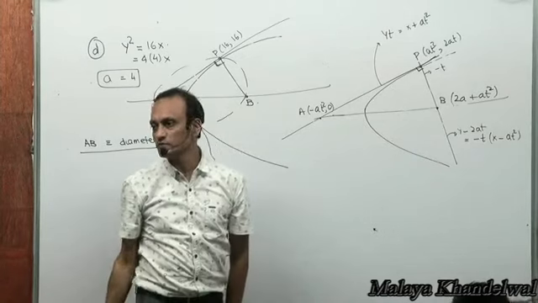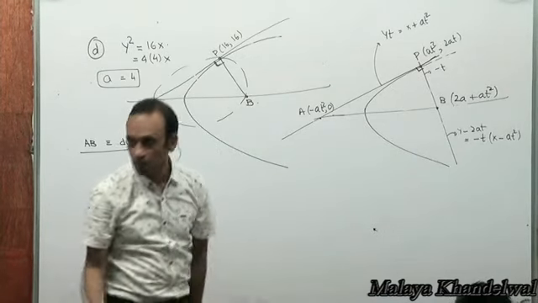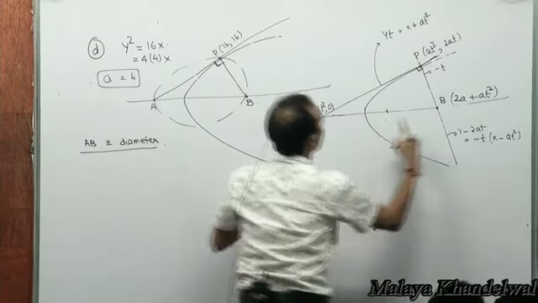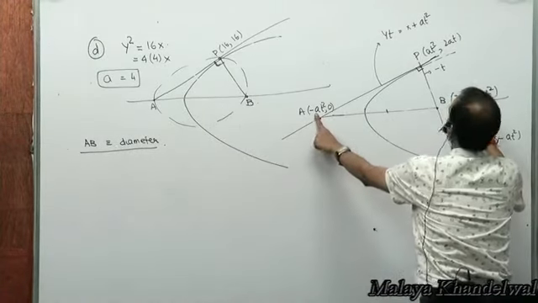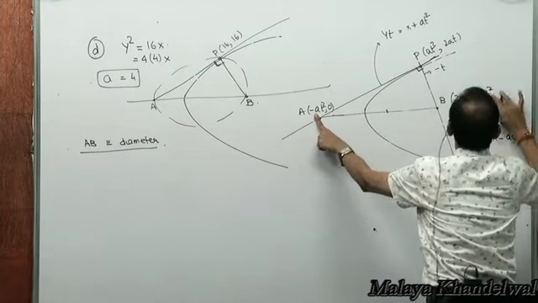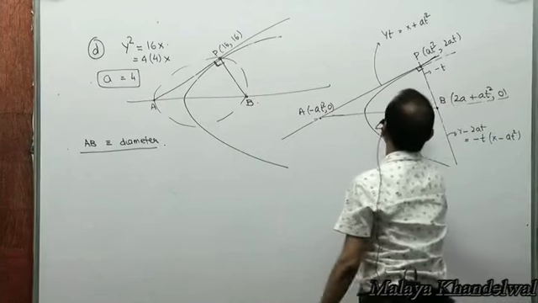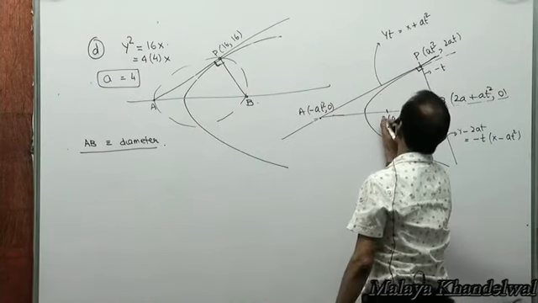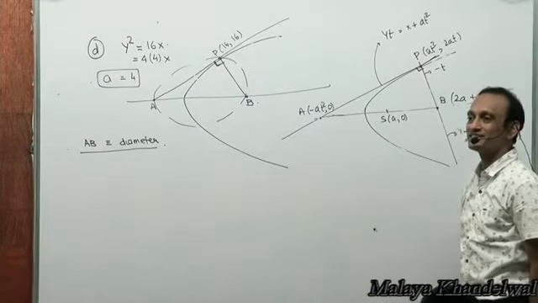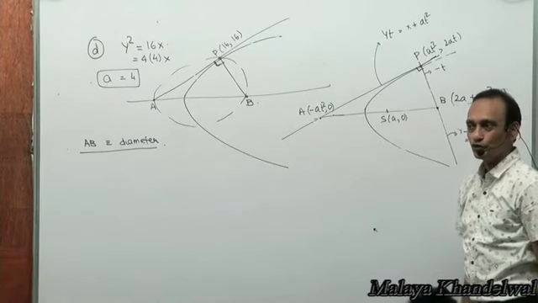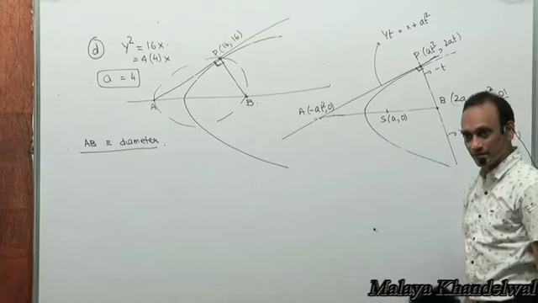The tangent will always be perpendicular to its corresponding normal. Right? What's the midpoint of AB? Section formula: (x1 plus x2) by 2, so that will be (a, 0), the midpoint of AB, which is the focus of the parabola. Yes or no? Which is the focus of the parabola, isn't it?